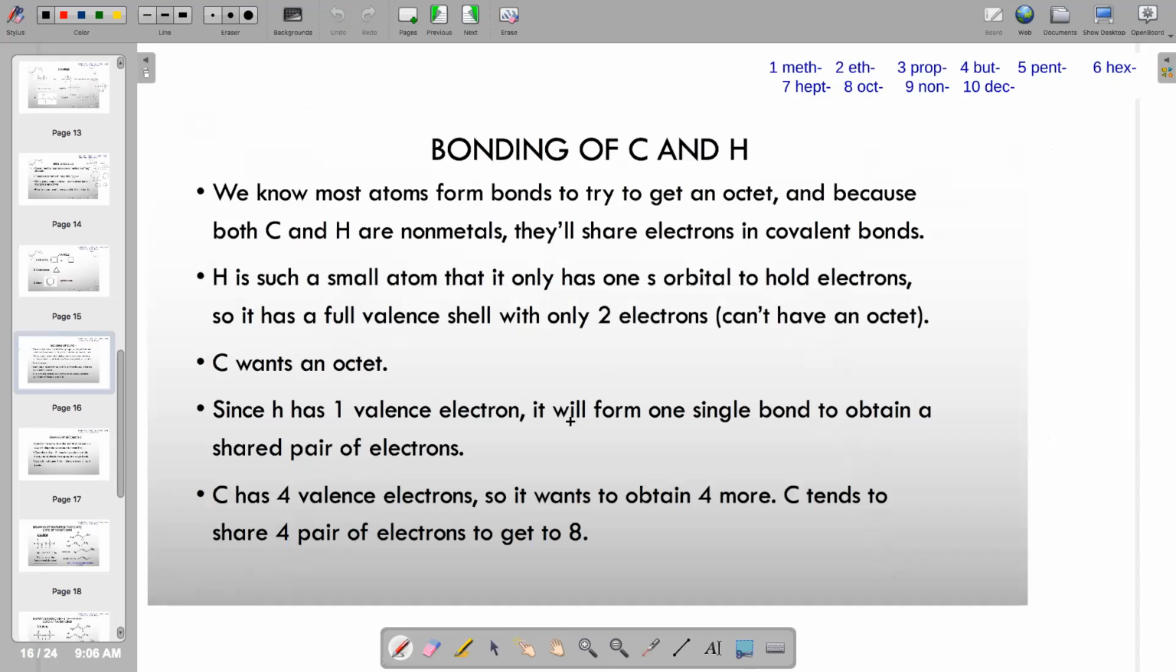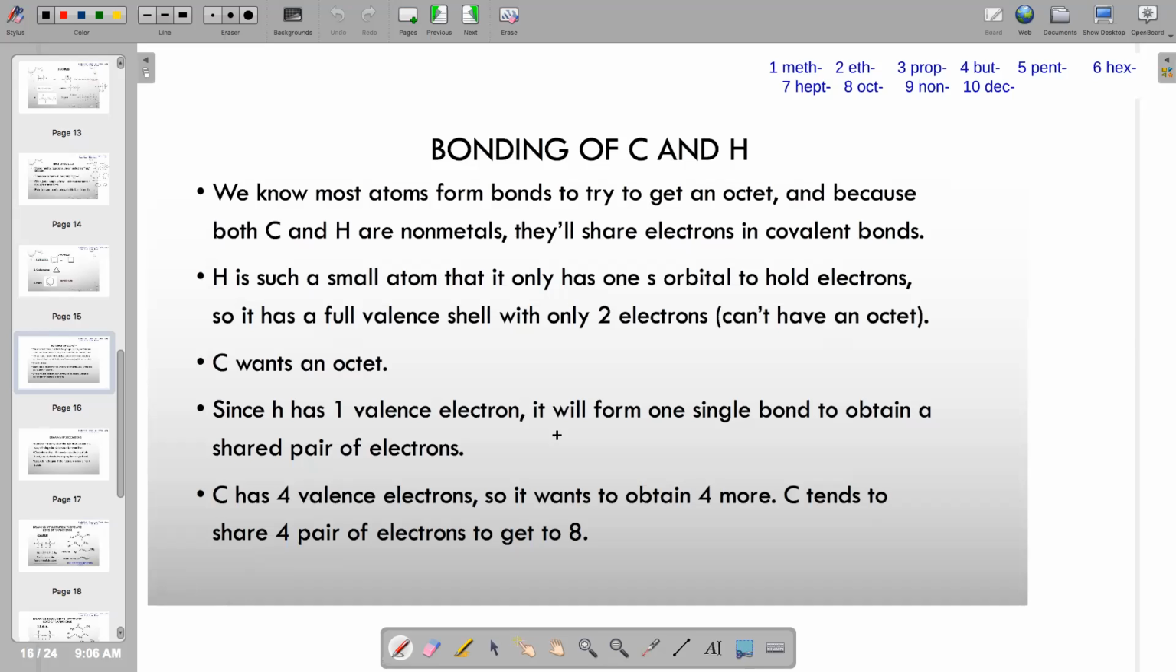Oh, there's a slide in the slide deck about things that are true about bonding a carbon to hydrogen. And these are things that are always true. All atoms try to have an octet or 8 valence electrons. Carbons and hydrogens are nonmetals. They always want to share electrons. So they always are involved with covalent bonding and not ionic bonding. Like carbon and hydrogen don't ionically bond. They have covalent bonds between them.